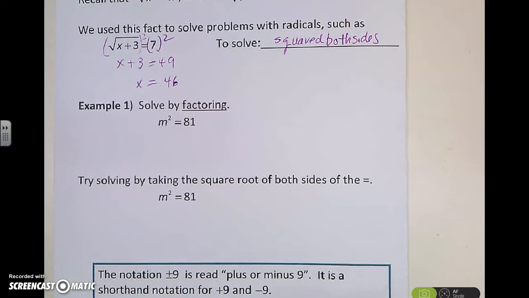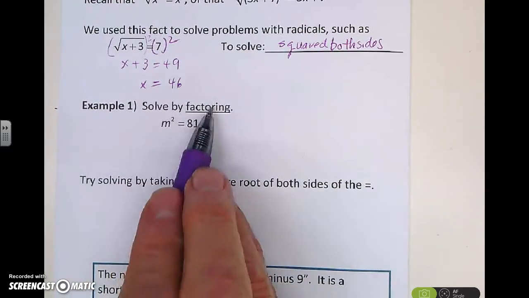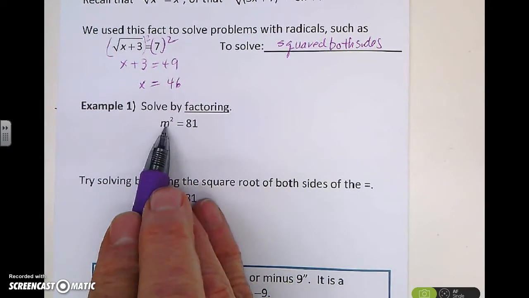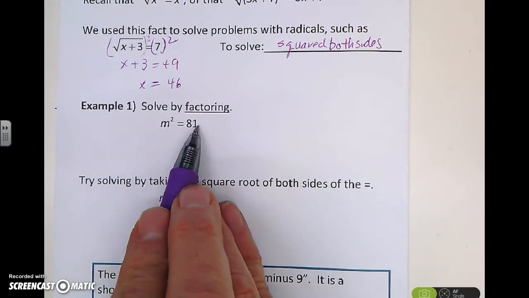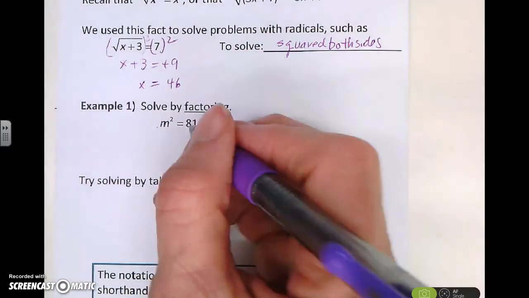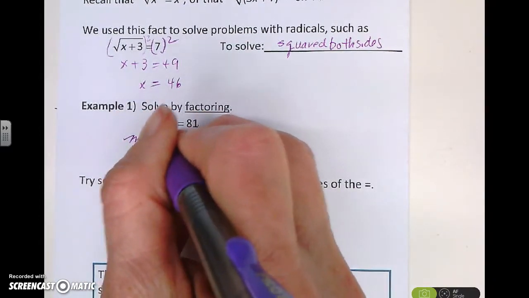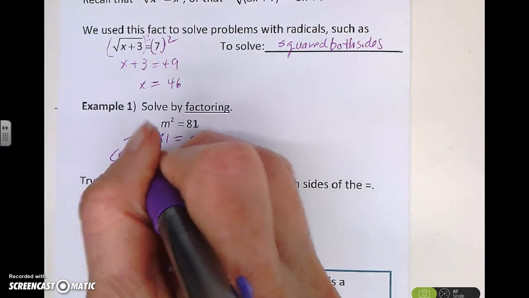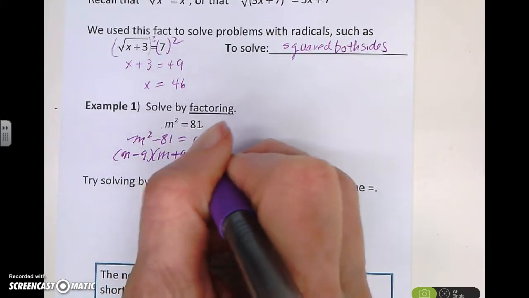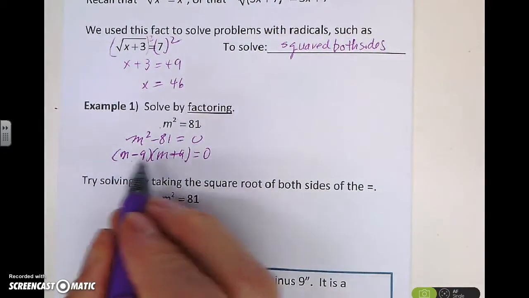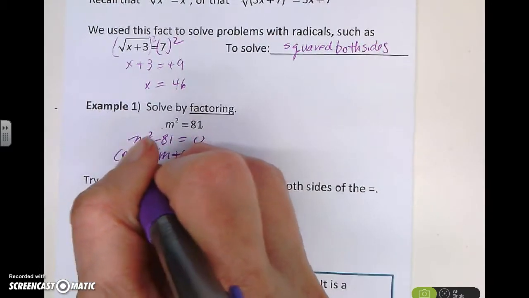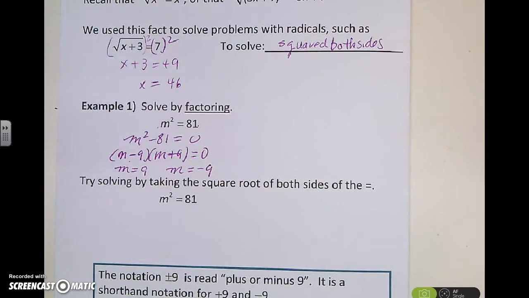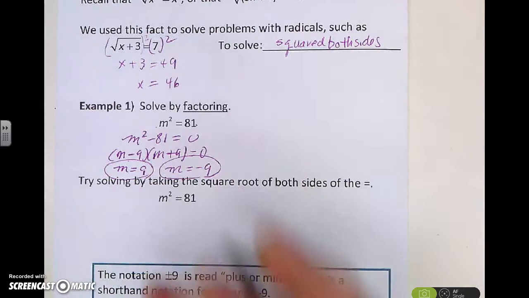Example 1, solve by factoring. So I want to solve this with factoring, and I see that I've got the m squared. And remember, if we have a square, then to solve it by factoring, we need a 0 on one side and everything else on the other. So I'm going to subtract my 81 and get this. Then I'm going to factor, so that's m minus 9 and m plus 9 is equal to 0. Then we'll set each factor equal to 0, so we'll come up with m is 9 and m is also negative 9. So there's my solutions, 9 and negative 9.